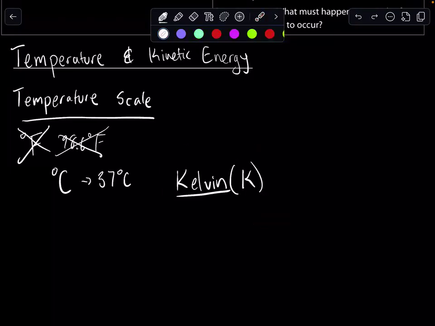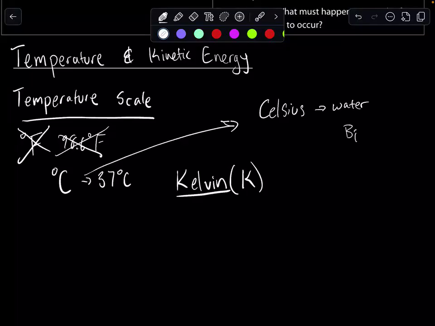Before we go into that, let's just talk about where Celsius comes from. Well, Celsius comes from water. Our two main points we like to think of are the boiling point of water, which is 100 degrees Celsius, and the freezing point of water, which is 0 degrees Celsius. And so our scale is based on that range. And we can go above and below.